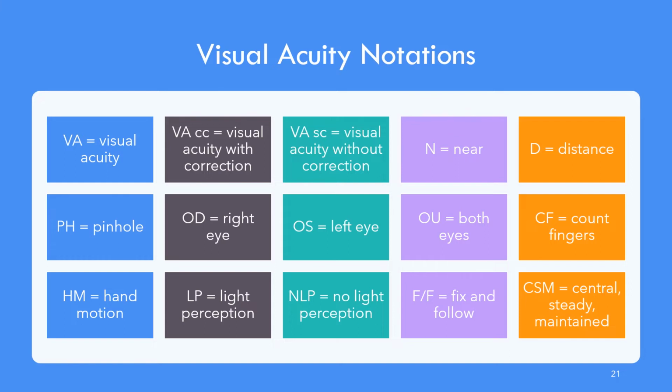PH is for pinhole. OD, or ocular dexter, is for the right eye. OS, or ocular sinistra, is for the left eye. OU is for both eyes. CF is for count fingers. HM is for hand motion. LP is for light perception. NLP is no light perception. FF is fix and follow. And CSM is central, steady, and maintained.